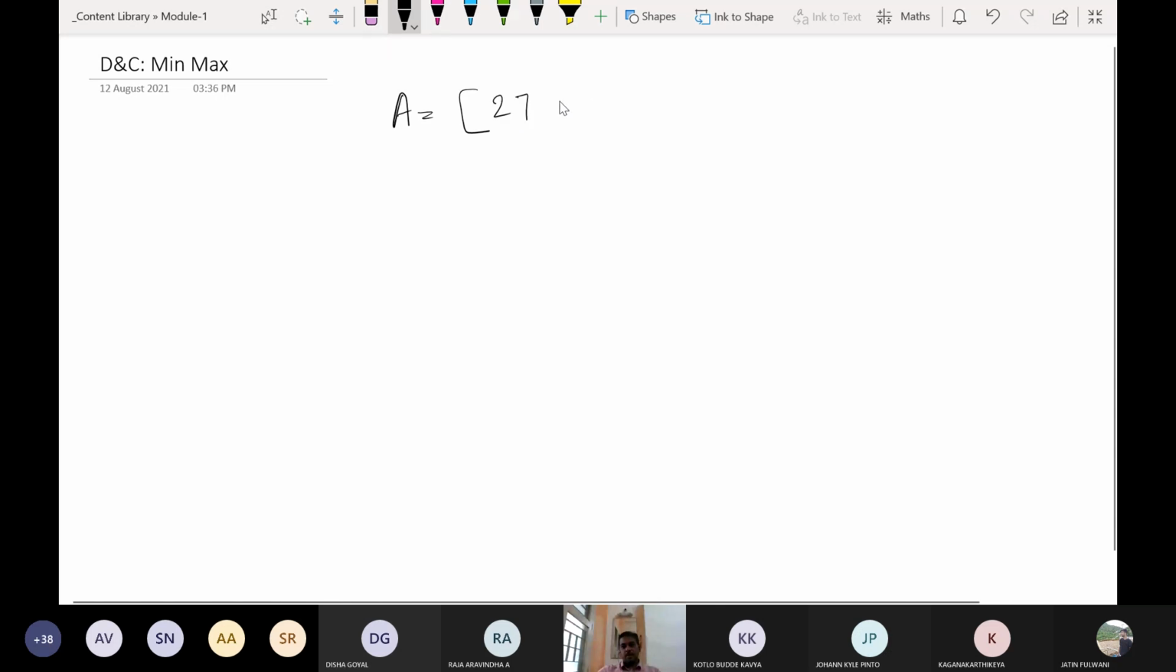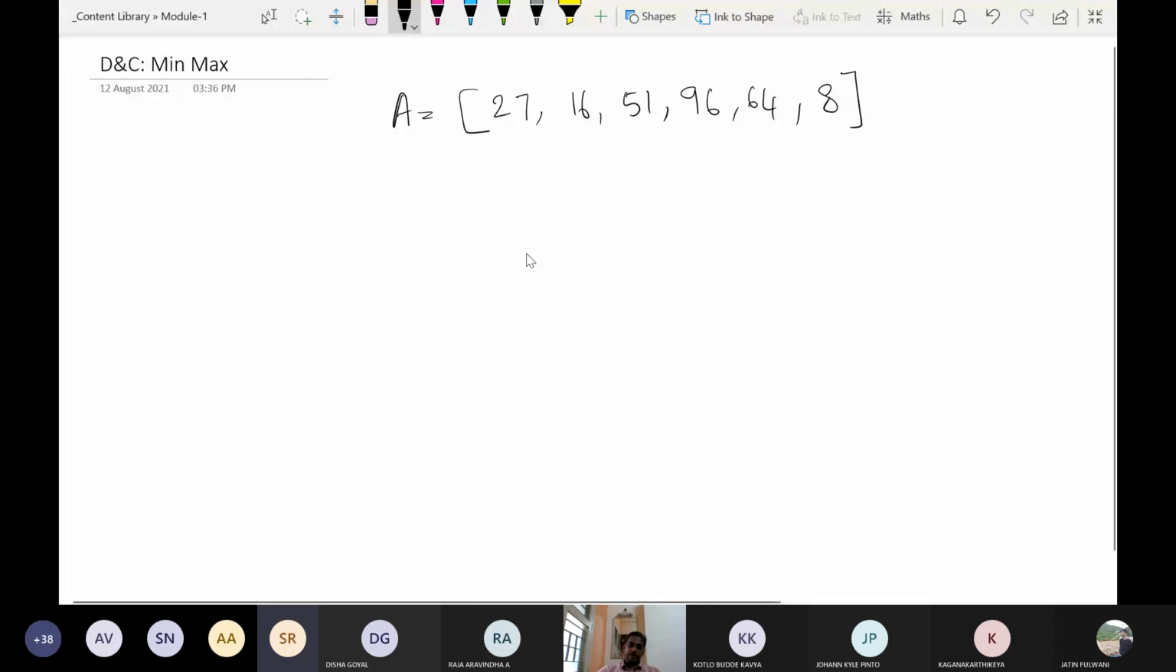How will you find the maximum and minimum in an array using the traditional or naive approach? Let the array A be 27, 16, 51, 96, 64, and 8. How will you find the minimum and maximum in this array? Just tell me.